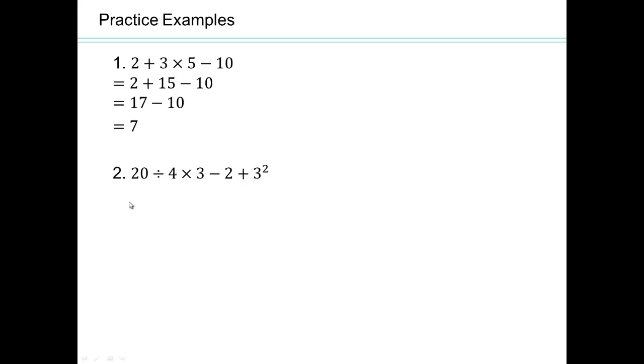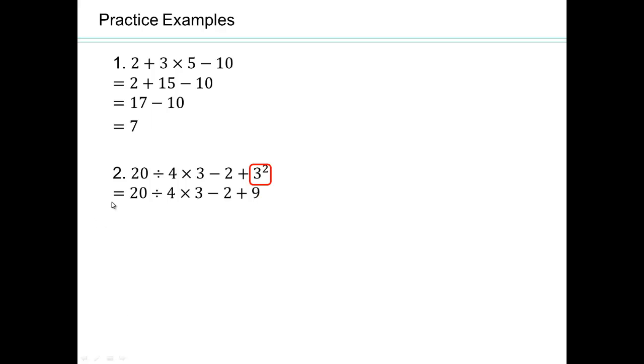All right, what do you think we're going to do here? Why don't you give this a shot? Assuming you've come back from pausing the video, remember, parentheses first, but there are no parentheses. Exponents next. So that means we're going to evaluate 3 to the second first. So that'll be 3 times 3, or 9.